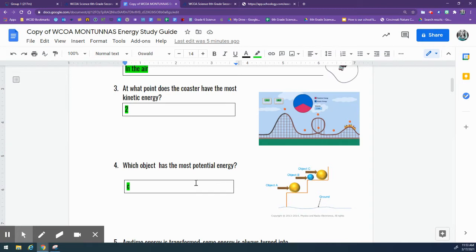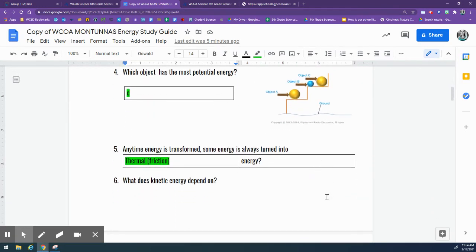Question 4, which object has the most potential energy? This would be object C, because object C and B, even though they are at the same height, object C has more mass, therefore it would also have more potential energy. Question 5, anytime energy is transformed, some energy is always turned into heat or thermal energy or friction.